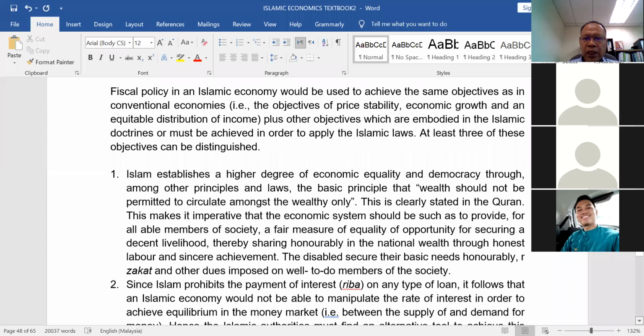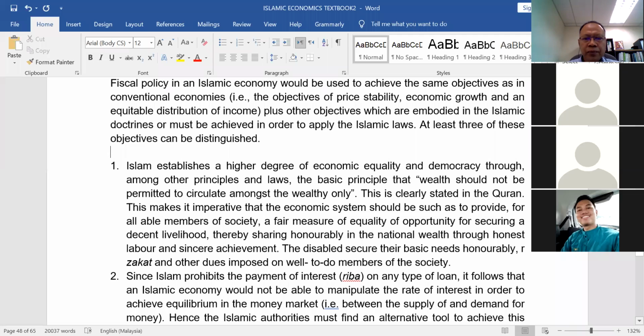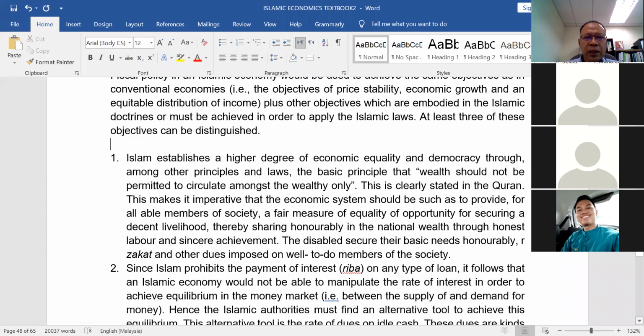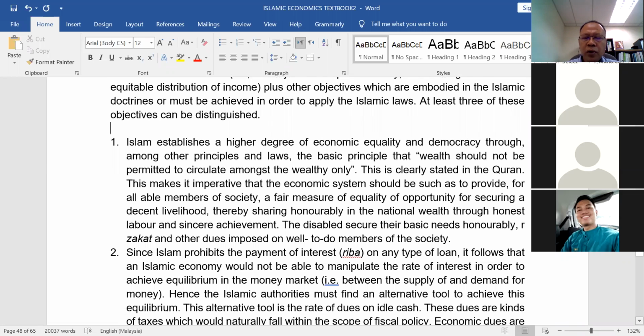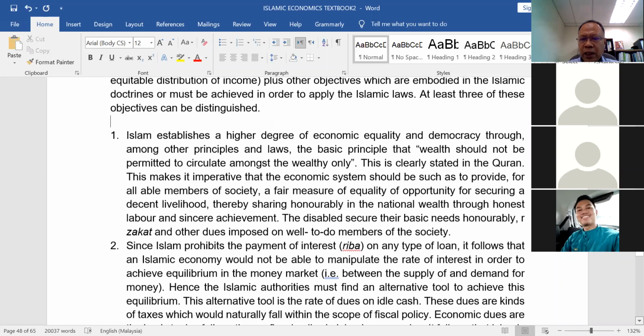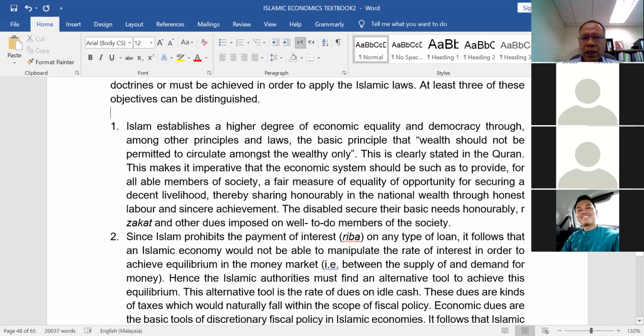Sebab tu dalam Islam ada konsep zakat, ada konsep wakaf, ada konsep sedekah, di mana orang kaya kalau zakat wajib untuk mengeluarkan zakat untuk diagih kepada golongan asnaf. Wakaf, okey, adalah satu bentuk charity yang sunat. Kemudian sedekah, kita perlu membanyakkan sedekah.